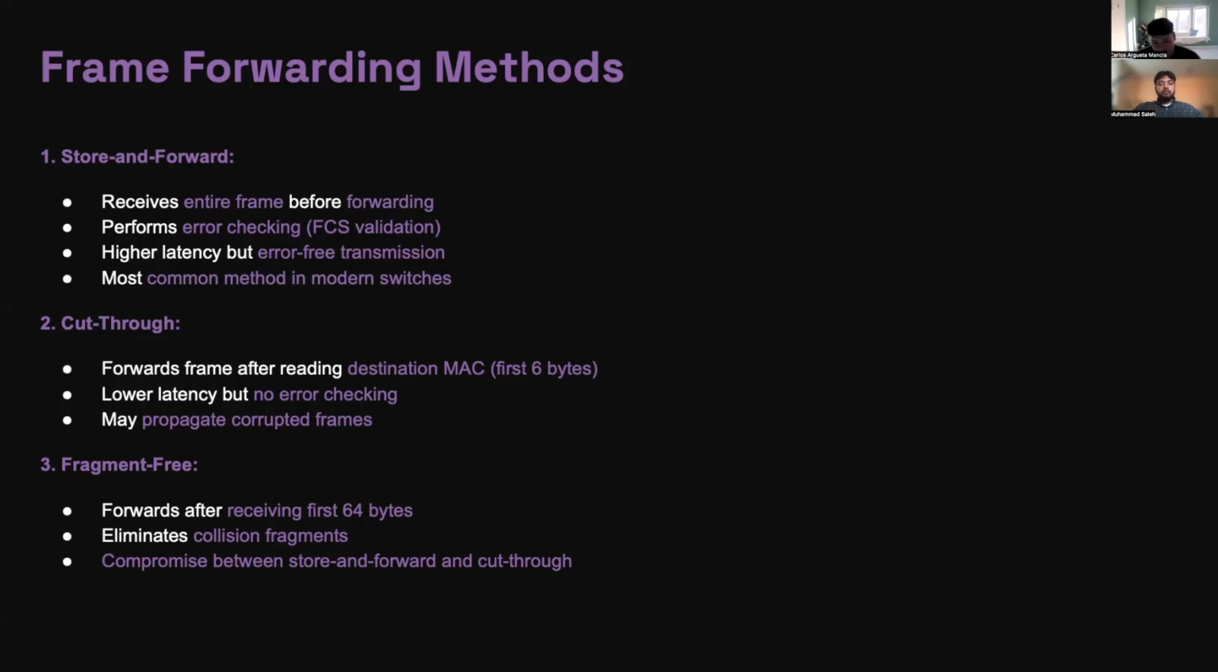And then you have your fragment-free method, which forwards after receiving the first 64 bytes and eliminates collision fragments. So it is a compromise between the cut through and store and forward methods, but most commonly in today's networks, we use store and forward.